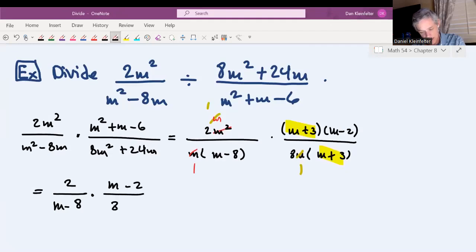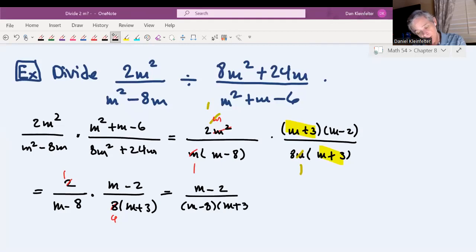And it looks like there's an 8 here that has a common factor of 2 with the 2 up top. So let's go ahead and divide that 2 out. Okay, so now we should be all right. So up top we'll have m minus 2, and down below we'll have m minus 8 and m plus 3, and then there was still that factor of 4. So here I've left this factored.